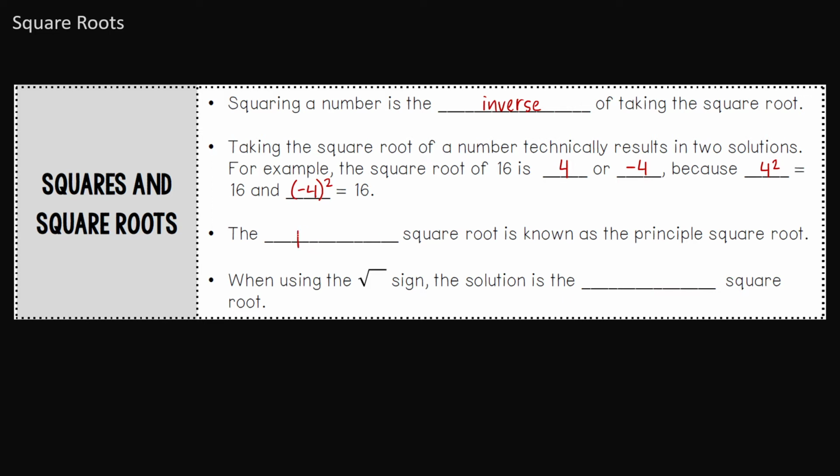The positive square root is known as the principal square root. When we use the radical sign, that means the solution is the positive square root. So for instance, the square root of 64, this is the principal square root of 64. So the only answer I'm looking for here is the positive one. The answer would be 8. That's the positive square root of this number.